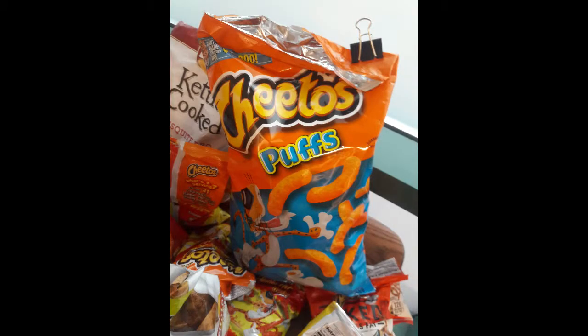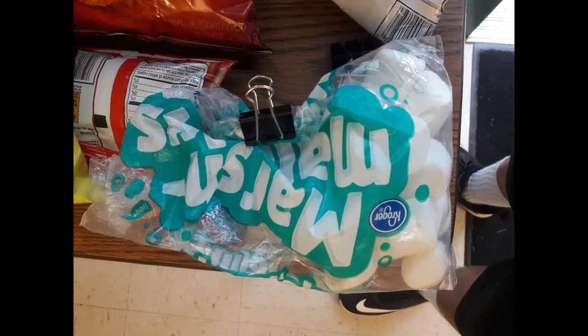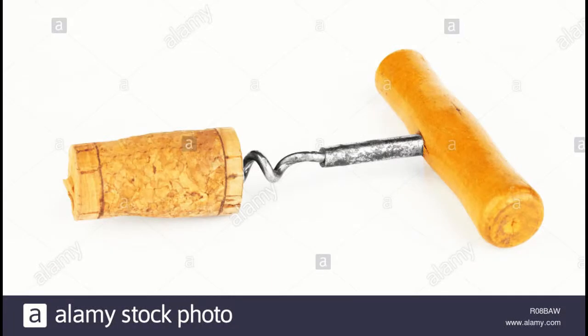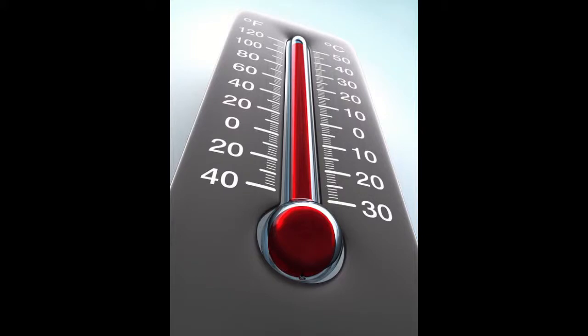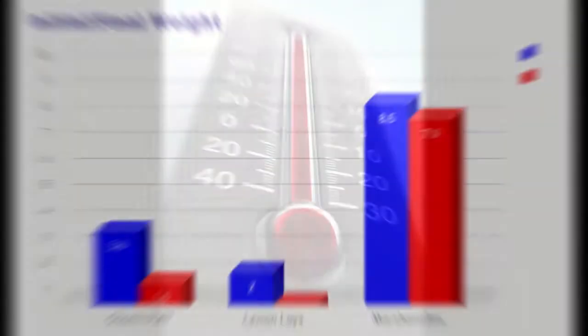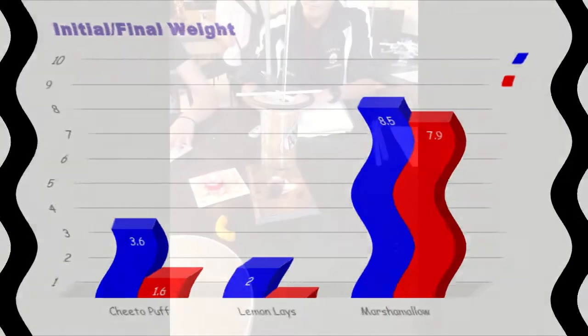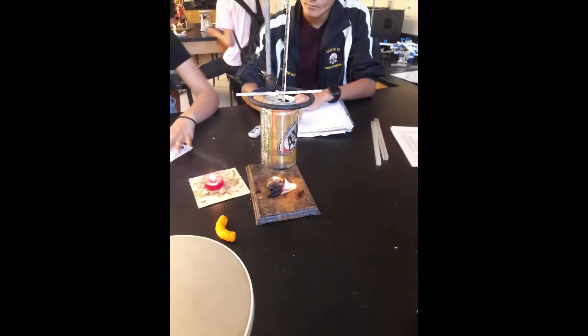The following materials were needed for this lab: Cheeto Puffs, marshmallows, Lemon Lays, a soda can with 50 grams of water, a wooden stick, a metal ring, a cork with a pin in it, also used as the food holder, and a thermometer. In order to do this lab, take one food object and place the pin through it. Measure the mass of the cork, also known as the holder, and record the combined mass of the food sample and the holder. The holder with the food should then be placed at the base of the stand.